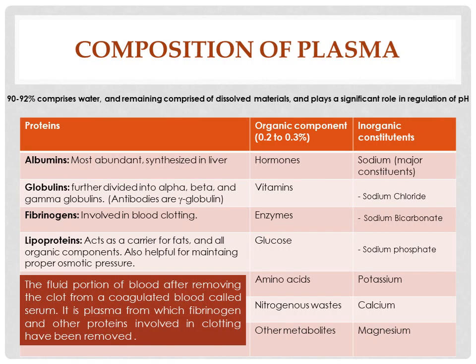Next, coming to the composition of plasma. Plasma, as we saw in the hematocrit, is very light and it floats. It is 90 to 92% water, and the remaining part is made up of many dissolved materials, which are important factors that can regulate the pH. There are basically three types of protein: albumins, globulins, and fibrinogens. Albumins are the most abundant proteins and they are synthesized in the liver.